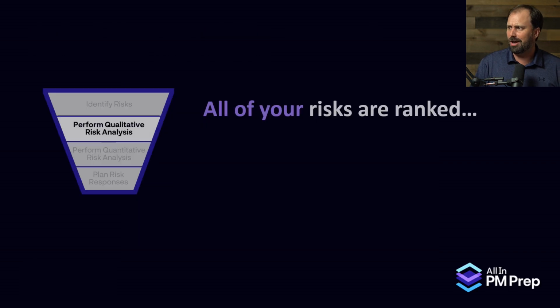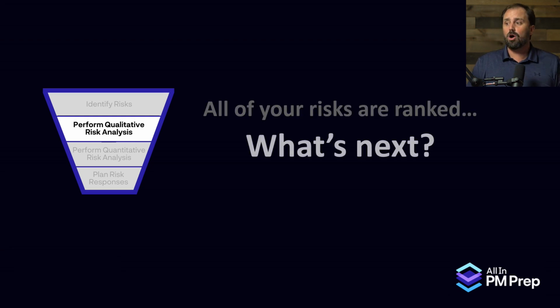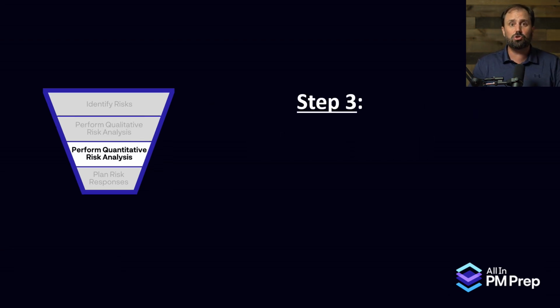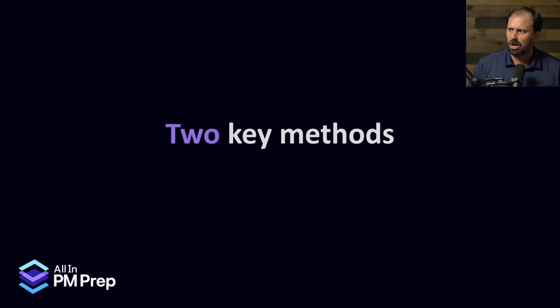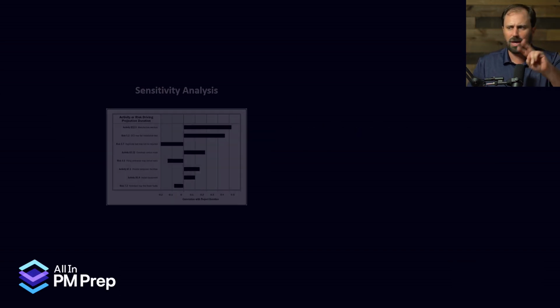Not the priority there. Now that we have all our risks ranked through qualitative risk analysis, what we do next is we jump into quantitative. We get deep in the numbers, all right? To understand the project's risk profile, we want to understand the total impact of all those little risks together. Let's talk about how it works. There's 2 key methods that we use.